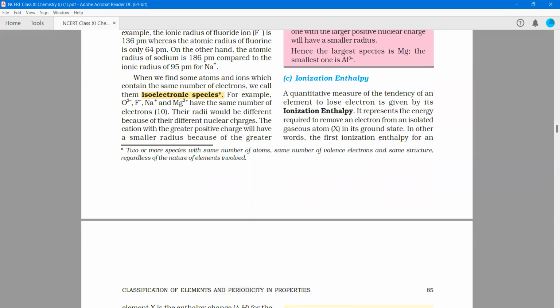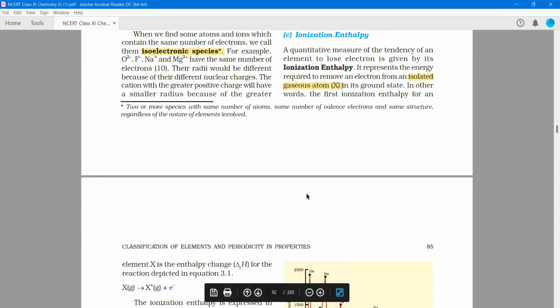It represents the energy required to remove an electron from an isolated gaseous atom. So this is very, very important. Isolated gaseous atom. So ionization enthalpy is defined for isolated gaseous atoms, that is, atoms not in contact with any other element, because when an atom is in contact with other elements, its properties tend to change.